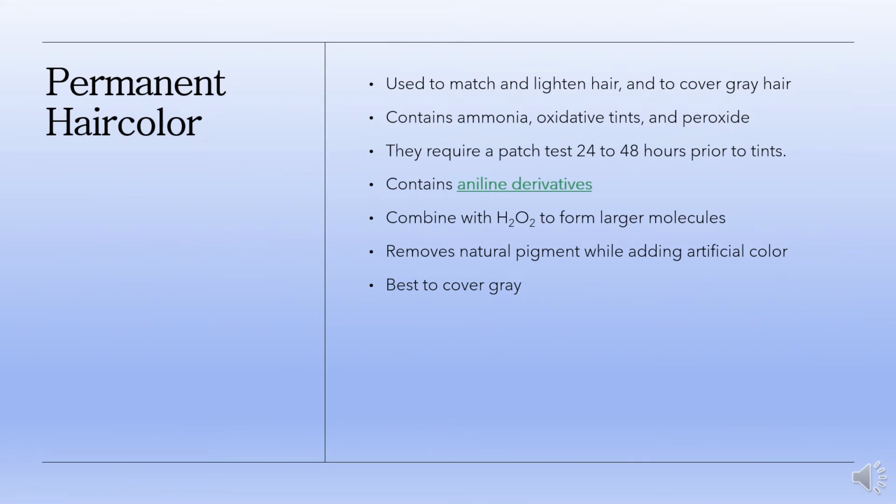Permanent hair color. Permanent hair color is used to match and lighten hair and cover gray. It contains ammonia, oxidative tints, and peroxide. It requires a 24 to 48-hour patch test before a tint. You combine the alkaline derivatives with H2O2, also known as hydrogen peroxide, which has larger molecules. It removes the natural pigment while adding artificial color, and it is best to cover gray hair.